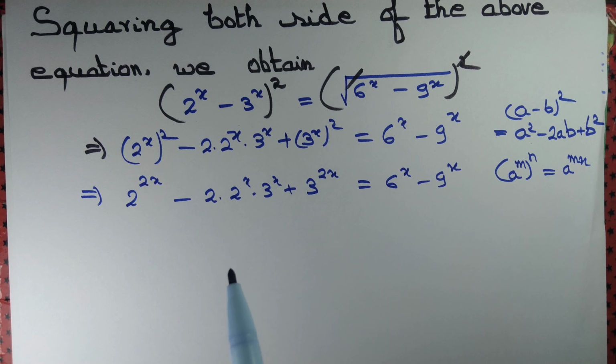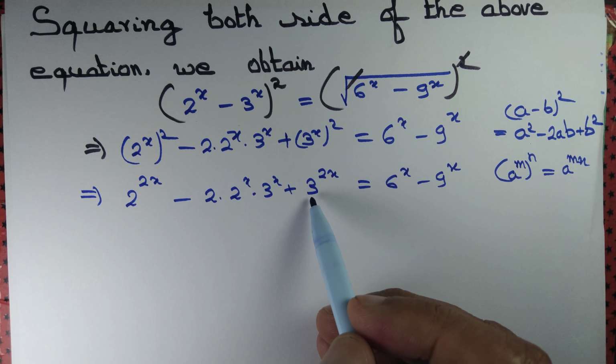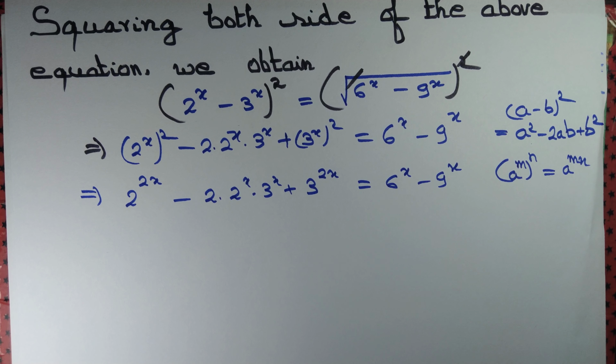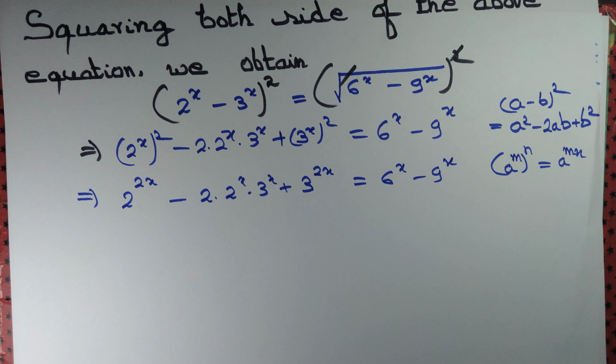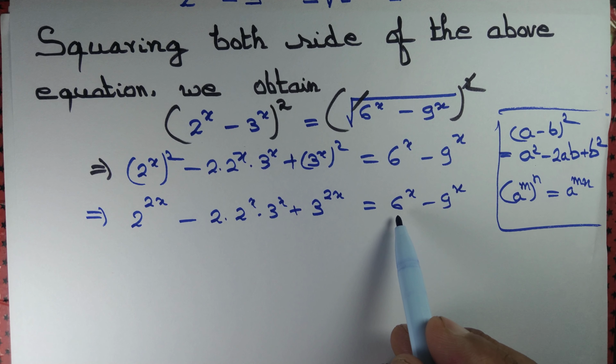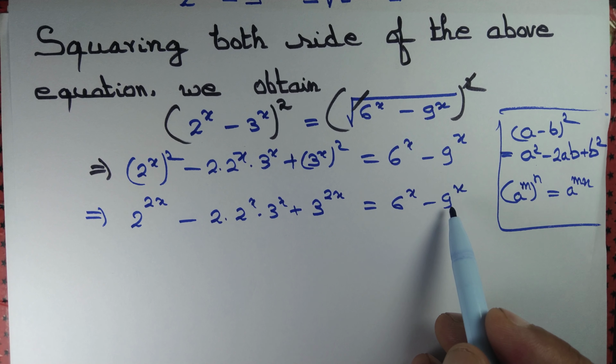Now you see that we are having a base equal to 2, base equal to 3, base equal to 6, base equal to 9. So we have 4 different bases. Generally in an exponential equation, we would like to have just one base. Can we reduce the number of bases? Yes, we can write 6 as 2 into 3, 9 as 3 into 3, or 9 equal to 3 square.